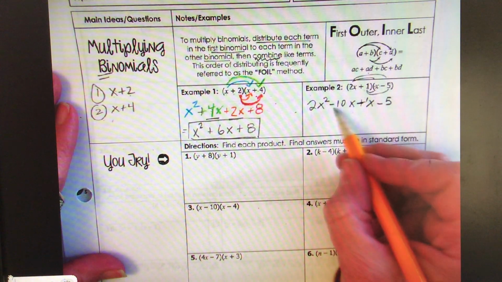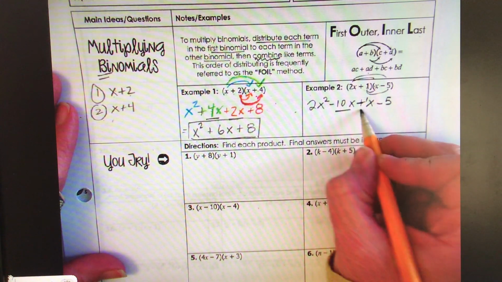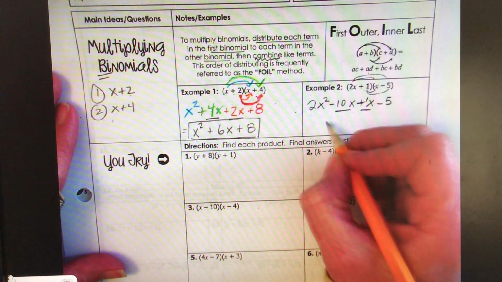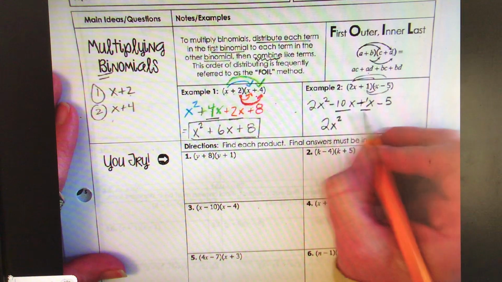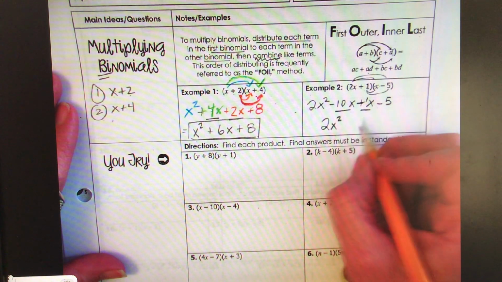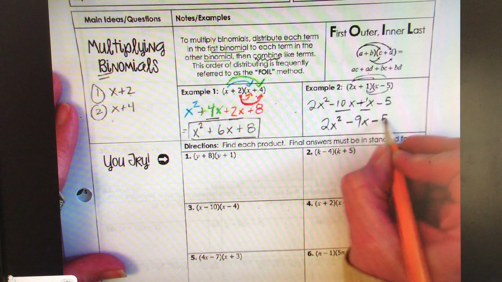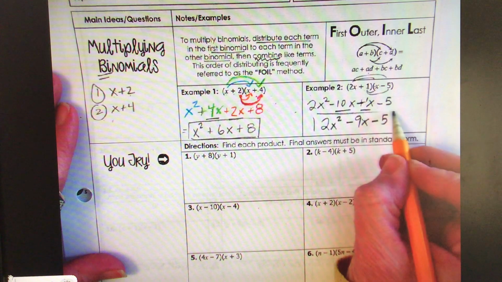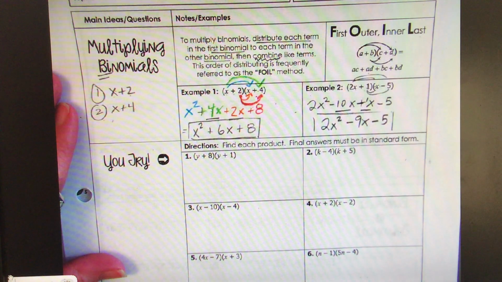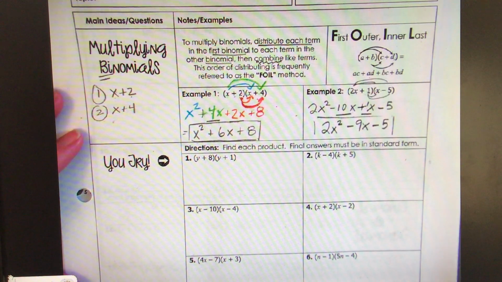Now, if I look at this again, I know I have to combine some terms here. I'm going to keep my 2x squared on the left side. I'm going to combine these two, so negative 10x plus 1x is negative 9x. And then I'm going to hold on to my constant. So there are my 2 examples. We'll do a couple more, and then I will model the homework.